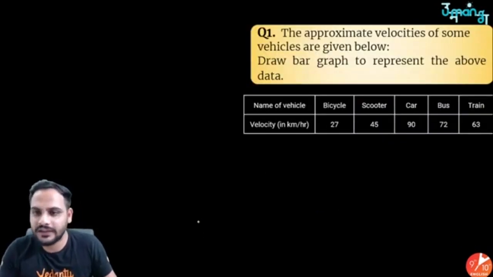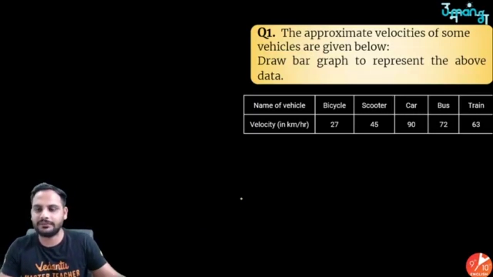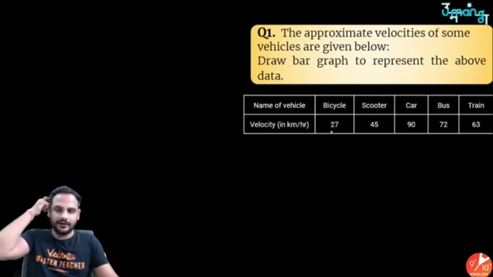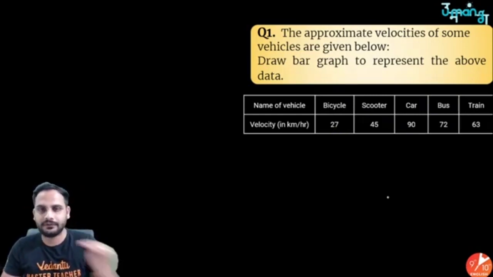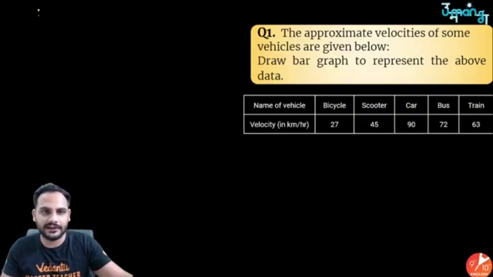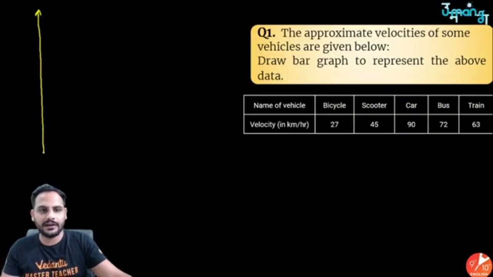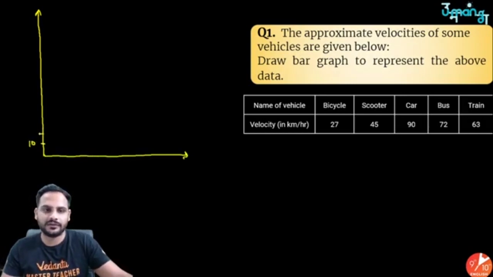The first question: the approximate velocities of some vehicles are given below. Draw a bar graph to represent the above data. Now see, we have bicycle, scooter, car, bus, train. Now look at the data here. Velocity is ranging from 27 till 90. So you can either take a gap of 10 or 20. Let us take a scale of 10. So 10, 20, 30, 40, 50, 60, 70, 80, 90. This is just a rough graph, beta.